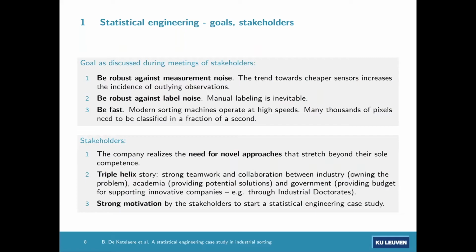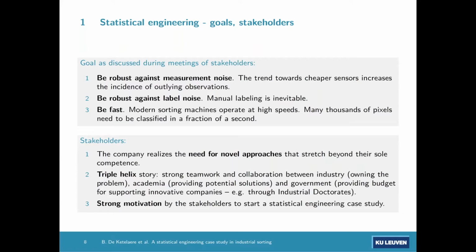And what we did is we set up a kind of triple helix story. That's how we call it. So there is a strong teamwork and collaboration between different players. Those players are the people from industry, as I said, that own the problem or the machines. We have us from academia that are providing some potential solutions. And also important is that government is involved in this. They are involved by providing budgets for supporting innovative companies here in Flanders, part of Belgium.